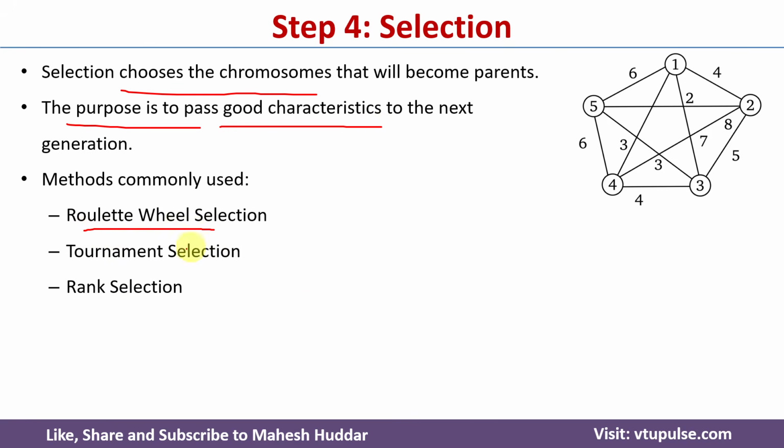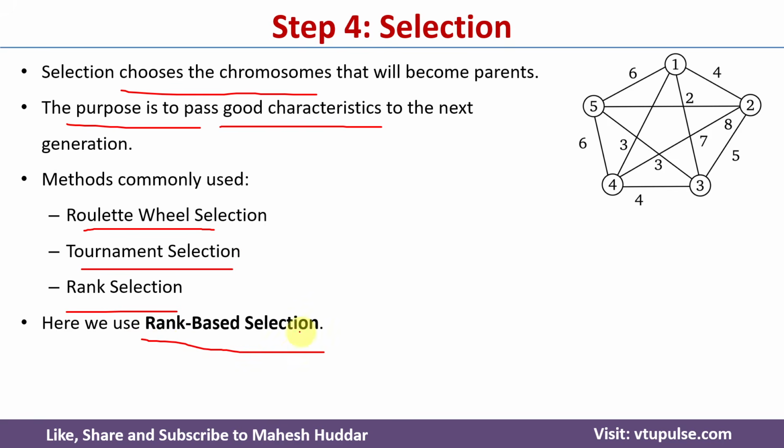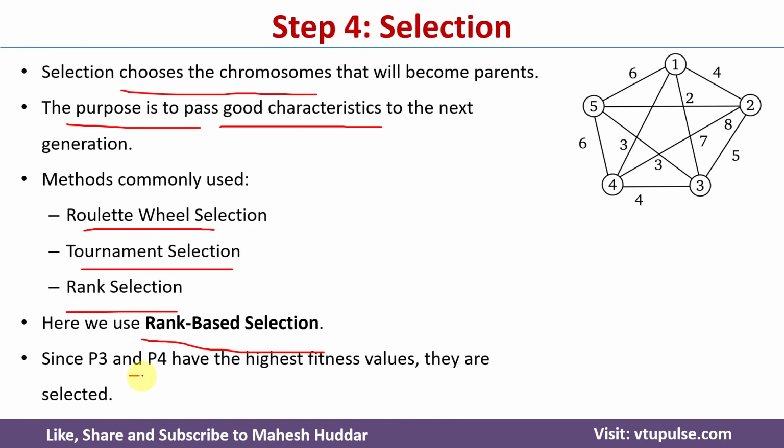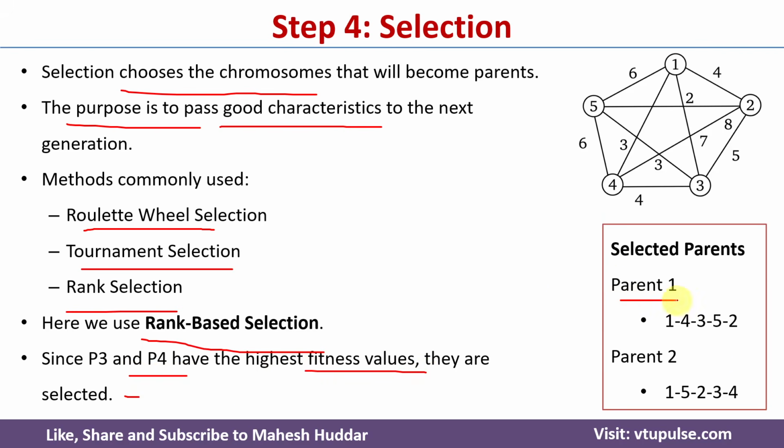Those are roulette wheel selection, tournament selection, and rank selection. In this case, we are using rank-based selection. Since P3 and P4 have the highest fitness values, they are selected as parents. Here we can see that parent 1 is this one, that is P3, and parent 2 is this one, that is P4.